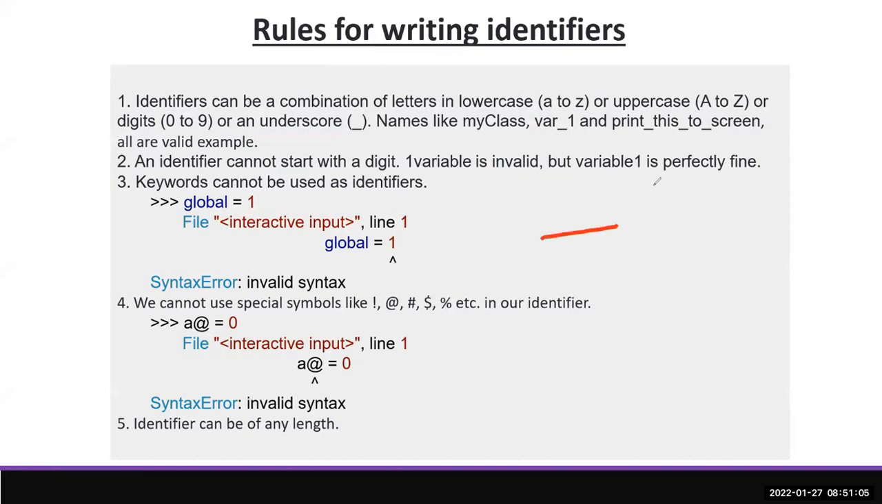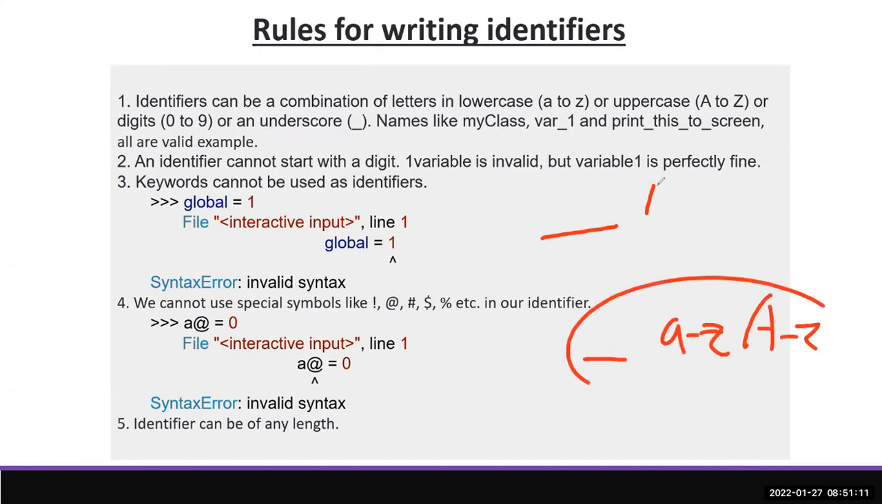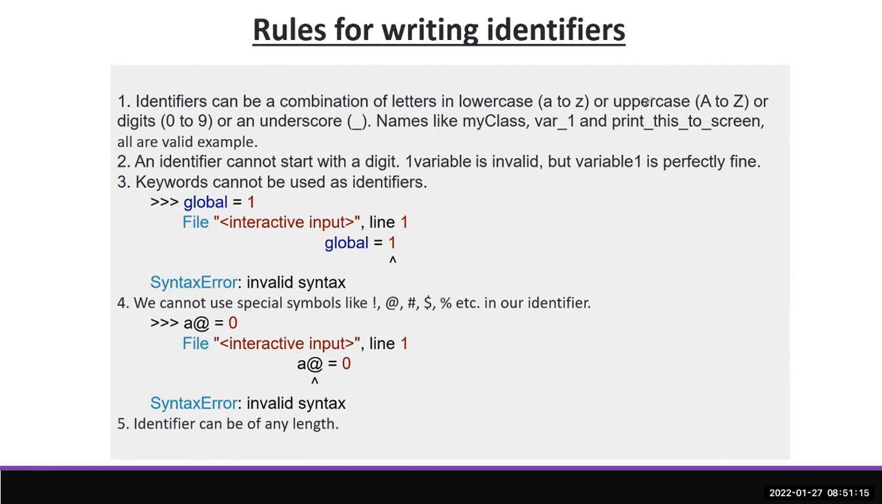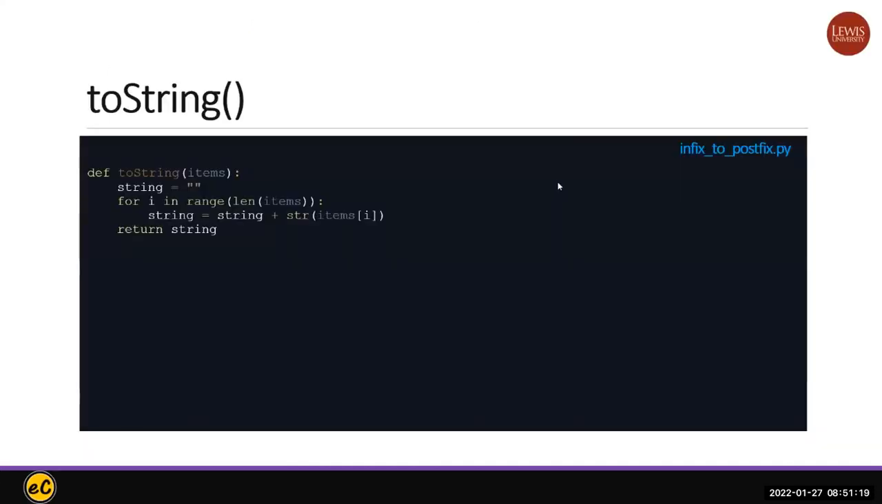You start with A to G, and underline. These are the acceptable symbols. So you can write a program or a regular expression to check it. Okay, and to string function is to convert infix to string. It actually converts the whole items to a string. Okay, you press one by one.